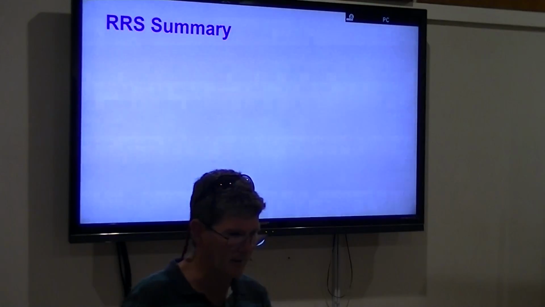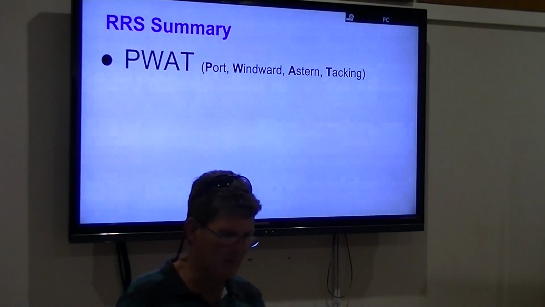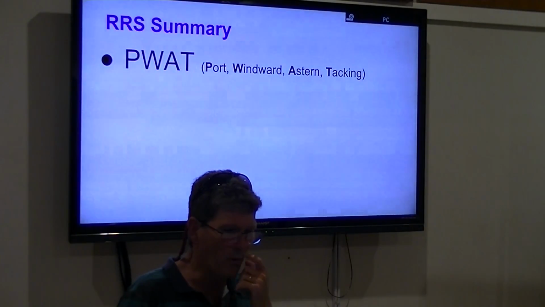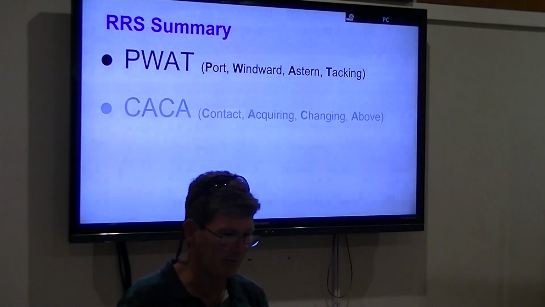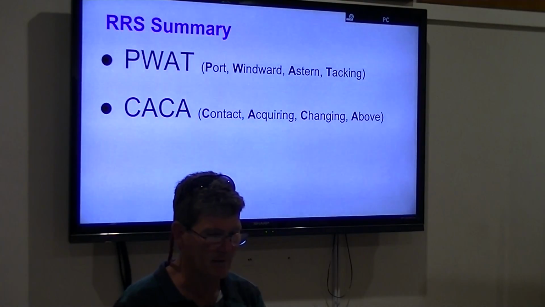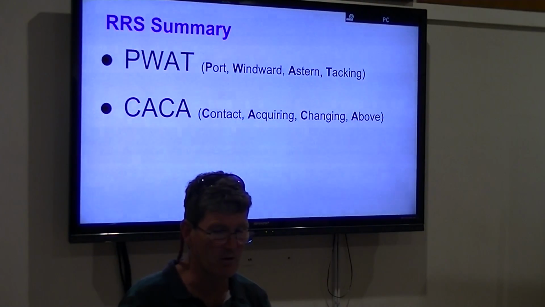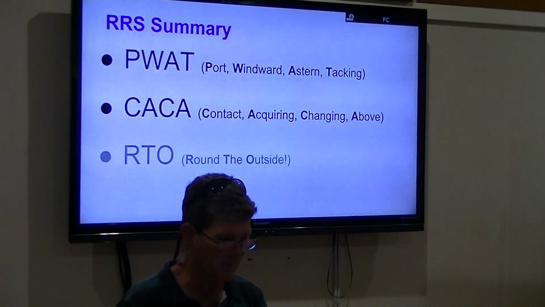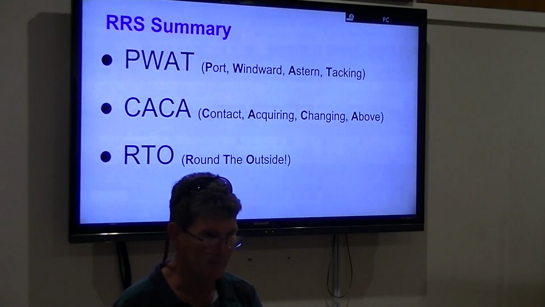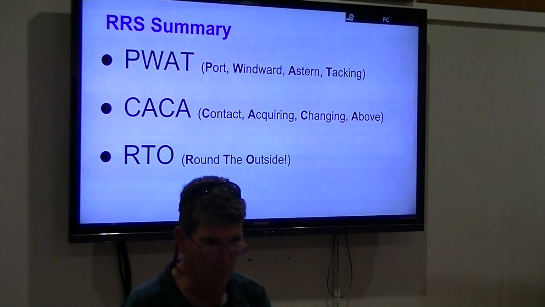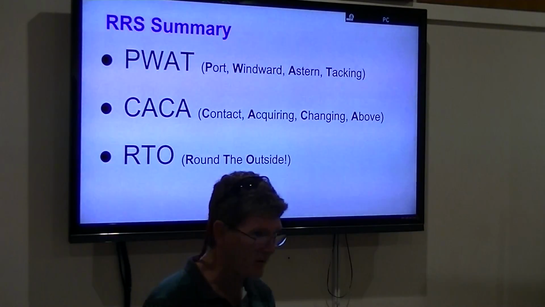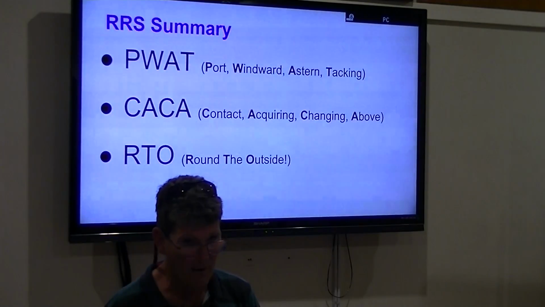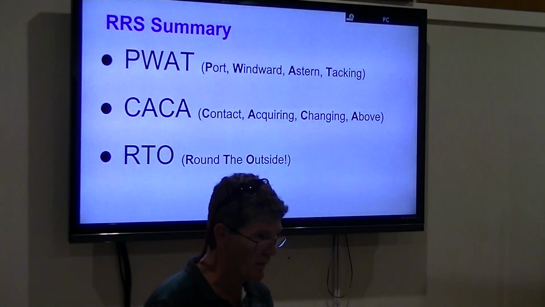Okay, our summaries. Port, windward, astern, tacking boats keep clear. If you avoid contact, if you acquire rights, you give room. Change course, you give room. Don't sail above your proper course in some circumstances. Round the outside. All those mark room rules, I hope I've shown you very quickly how they work. So if you want to sit there and analyse them, you can work out how they work.